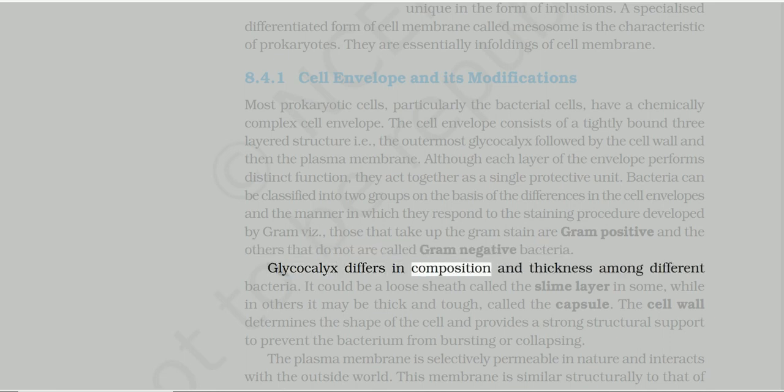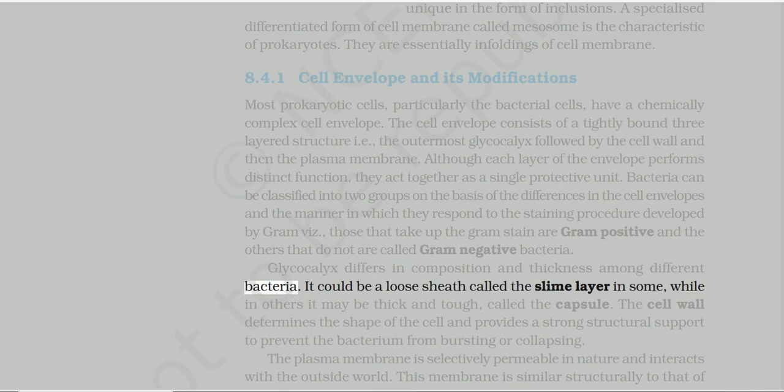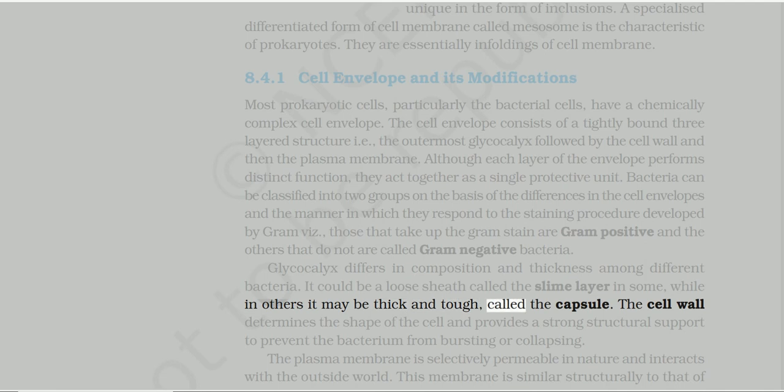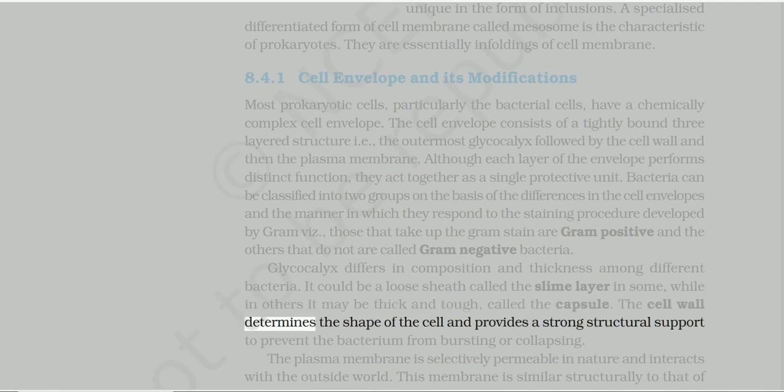Glycocalyx differs in composition and thickness among different bacteria. It could be a loose sheath called the slime layer in some, while in others it may be thick and tough, called the capsule. The cell wall determines the shape of the cell and provides a strong structural support to prevent the bacterium from bursting or collapsing.